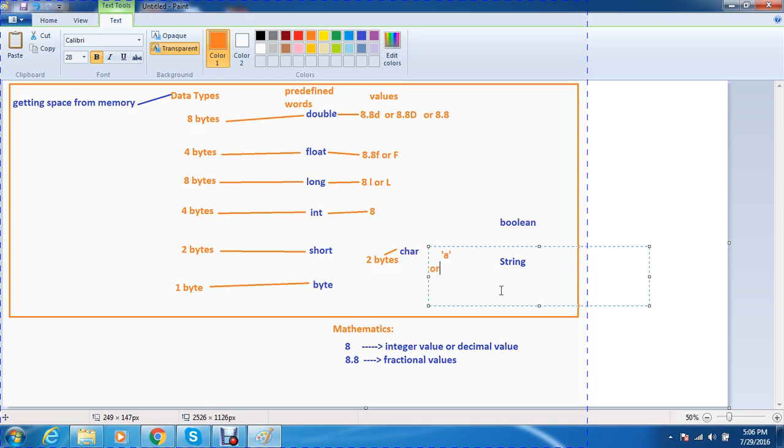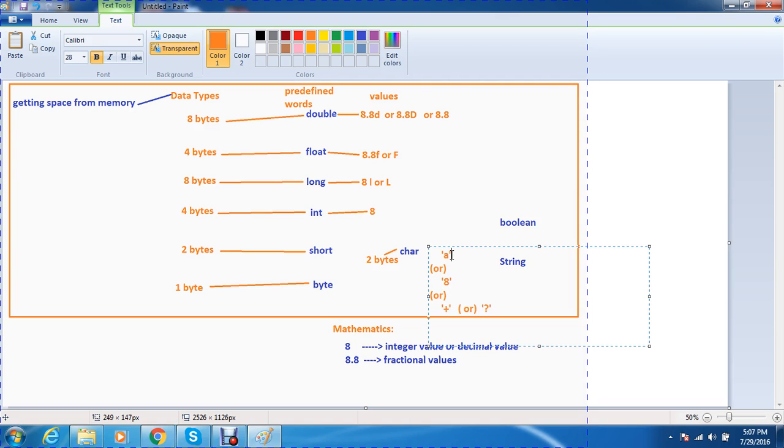Otherwise, one more thing: any digit within single quotation marks is called a char value. Otherwise, one more thing: any special character or any operator within single quotation marks is called a char value. Let us say a question mark within single quotation marks, it is a char value only. Okay, understood?